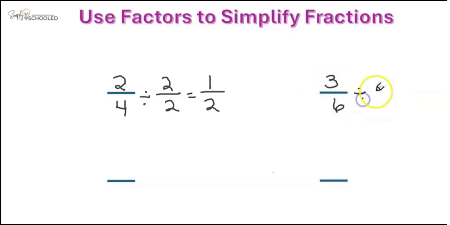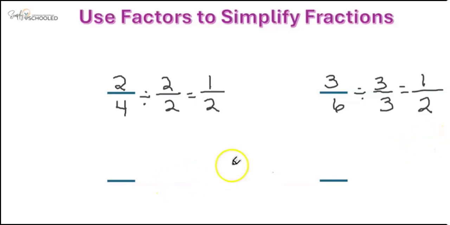Again, we're going to divide the top and bottom number by the same number, and it has to be a factor of both 3 and 6. And the number that's a factor of both of them is 3. So 3 divided by 3 is 1. 6 divided by 3 is 2. And again, 3/6 equals 1/2. And that is the simplified version.